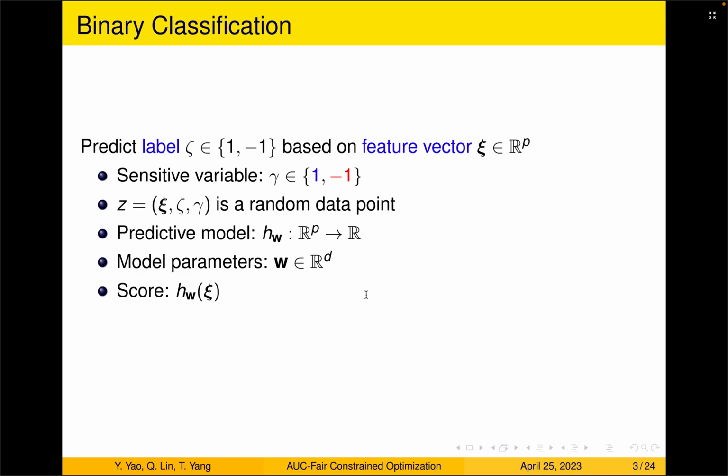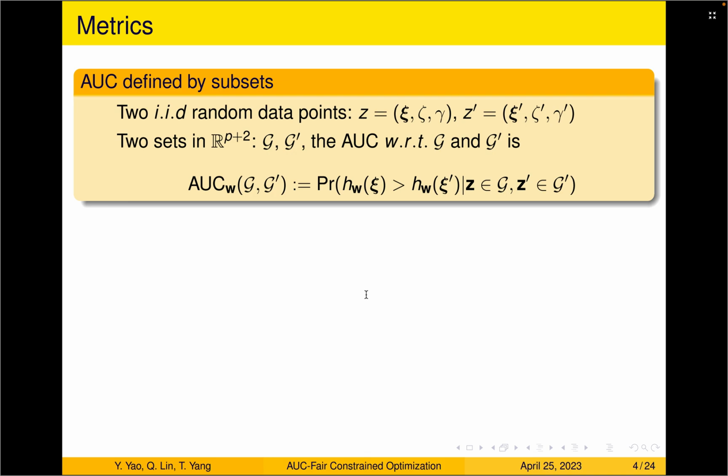In our paper, we consider binary classification. We want to predict the label zeta based on a feature vector. We also have the sensitive variable gamma, which is 1 or -1. So here z is a random data point, and we have a predictive model h sub w with model parameters w, which can return a score for each data point. So we need the performance metric and the constraint metric.